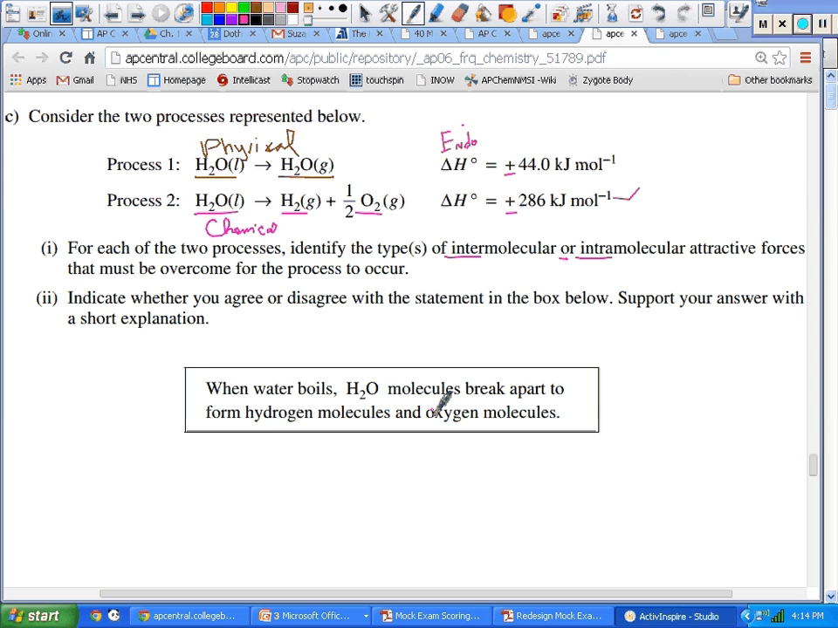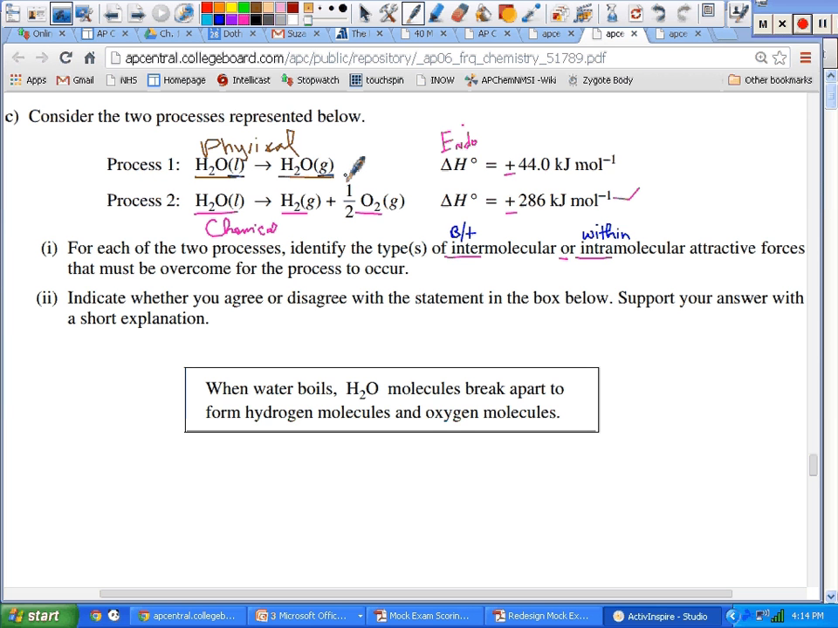Inter is between molecules. Intra is within the molecule. So inter means between. Intra is within. All right, so water going from a liquid to a gas. Process one is a physical change.